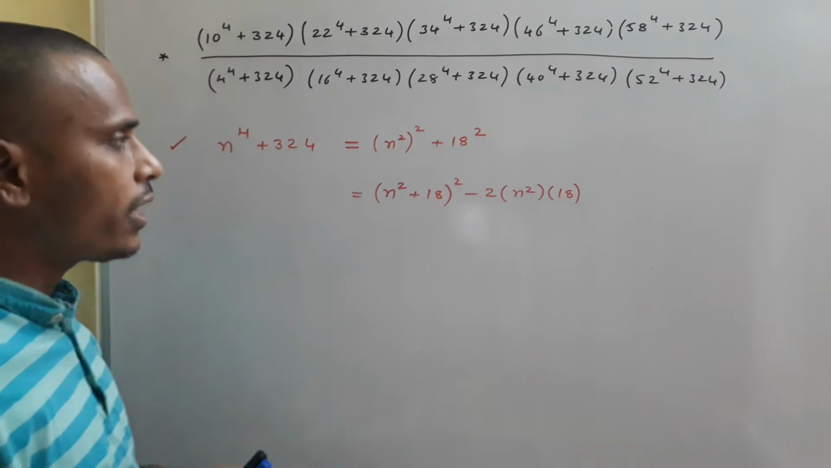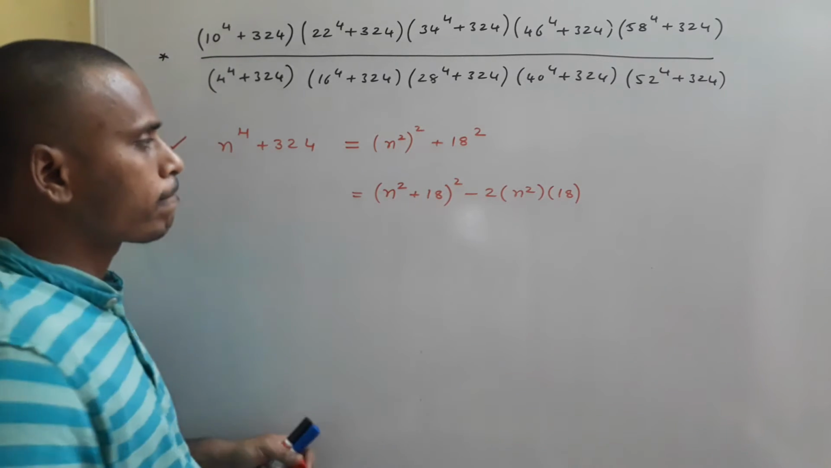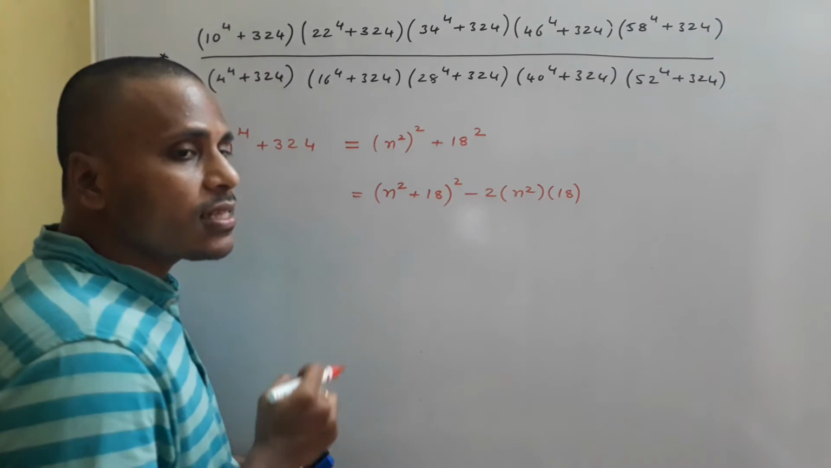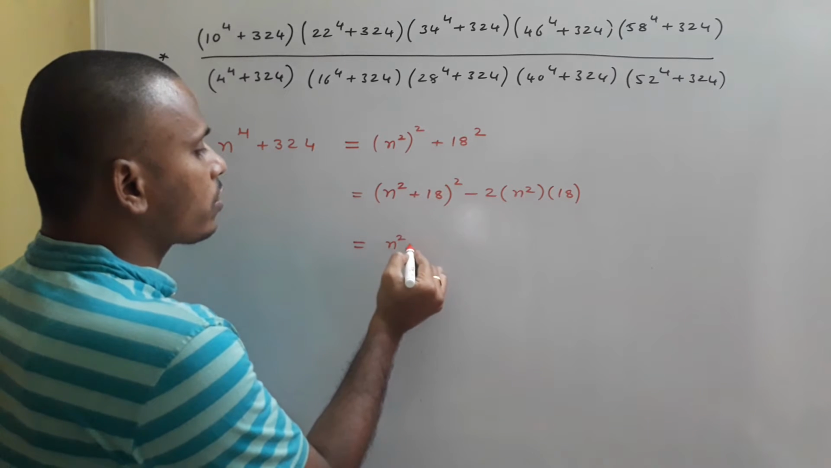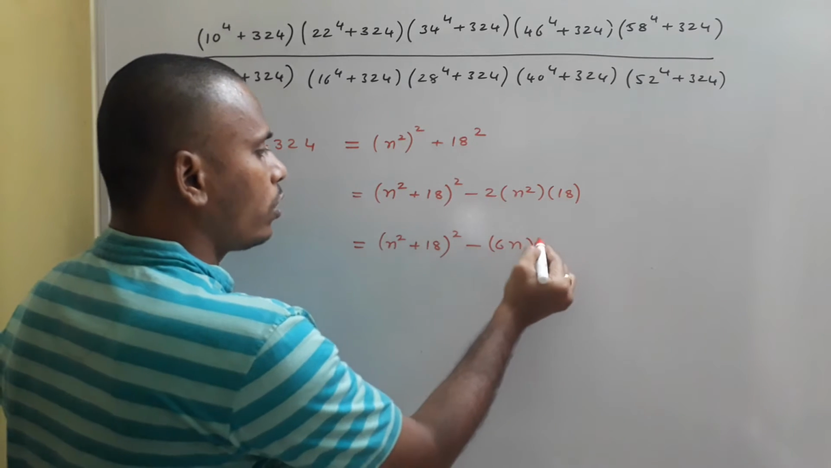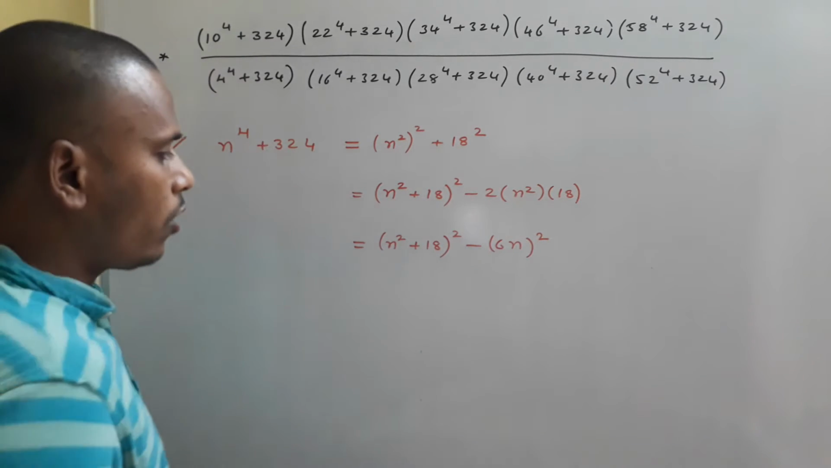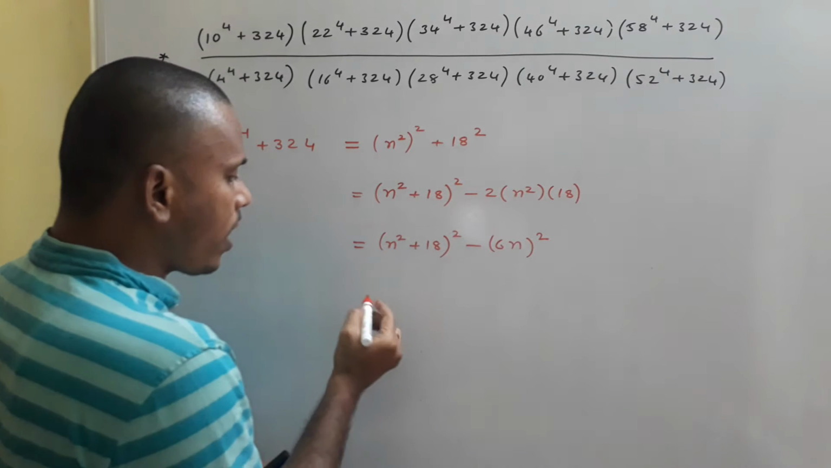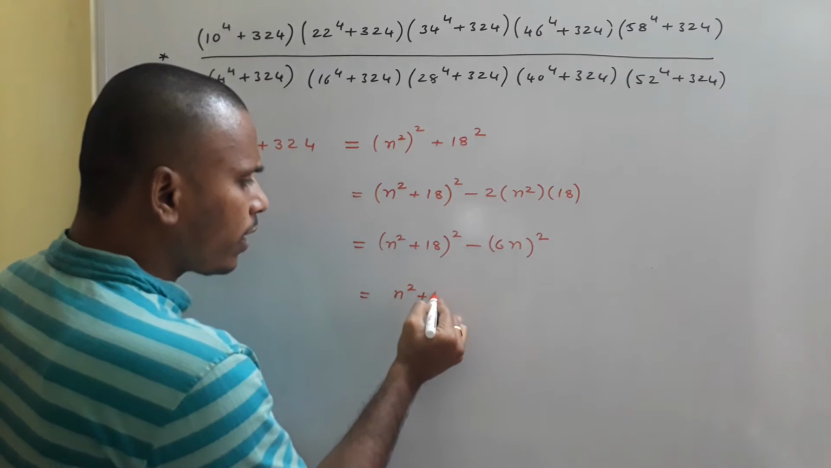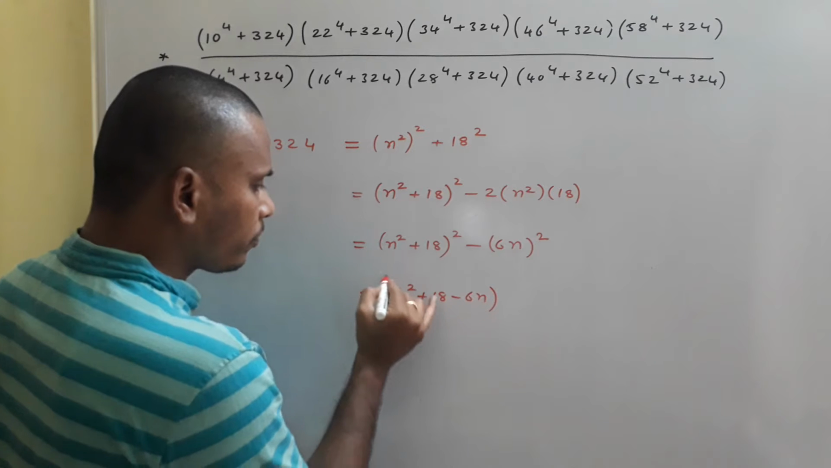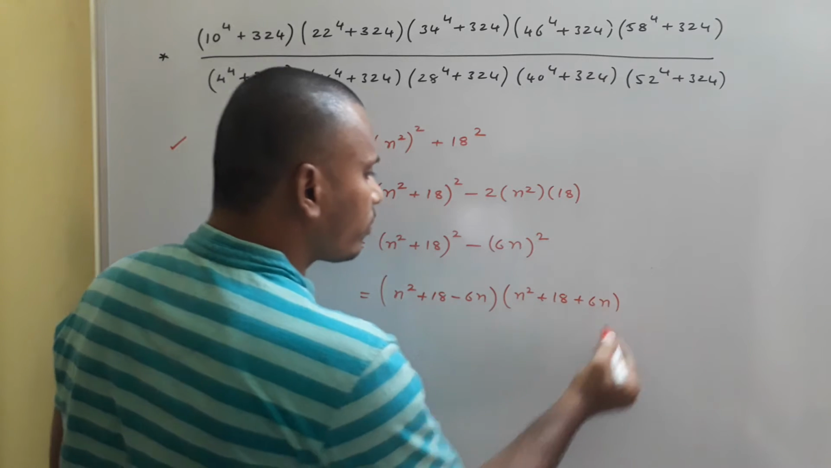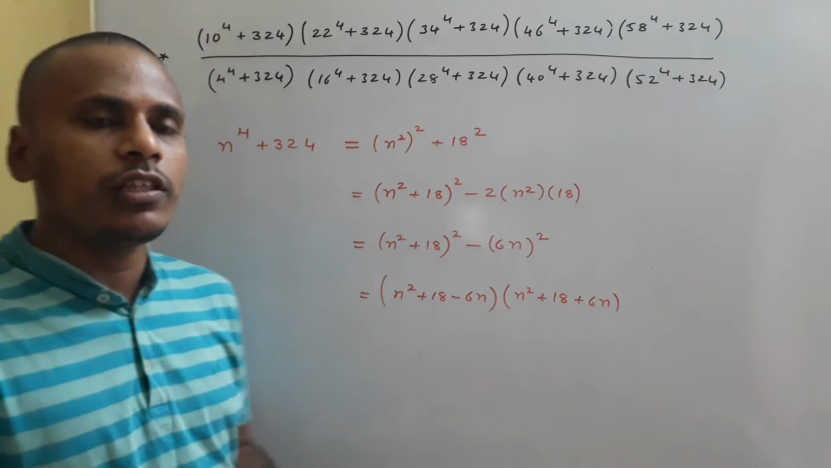a plus b whole square minus 2ab. And 2 times 18 is 36 n square, and 36 n square is 6n whole square. So this equals n square plus 18 whole square minus 6n whole square. Is it clear? Now again use a square minus b square equals a plus b into a minus b. This time this is n square plus 18 minus 6n into n square plus 18 plus 6n. I think you are all familiar with this factorization.